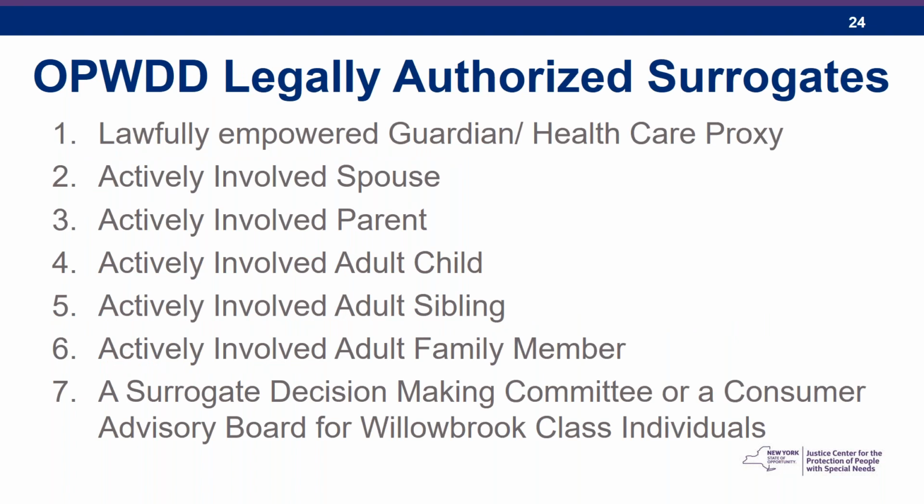So this is going to look very familiar to everyone. Who has the ability to make the decision? OPWDD has a hierarchy, and this should look very familiar. We begin with anyone who's lawfully empowered as a legal guardian. There are different types of legal guardians, and this would be a legal guardian that has specific rights in the guardianship to make medical decisions. Or it could be someone who's been appointed as a healthcare proxy.